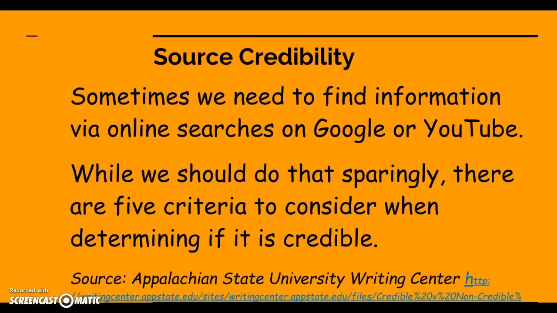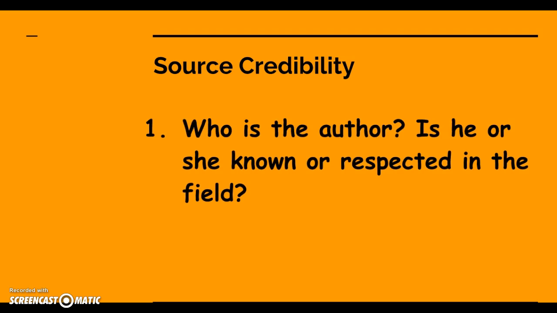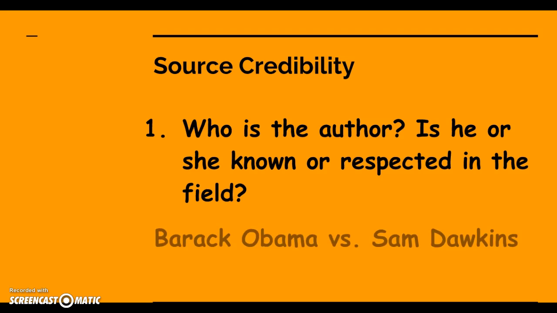Thanks to the Appalachian State University Writing Center, there are 5 questions that we can ask ourselves. Who is the author? Is he or she known or respected in the field? If the author is credible, well known, well respected, chances are the source you are using is also credible. For example, if you had 2 points of view on Middle East diplomacy, one article is written by President Barack Obama, the other one is written by Sam Dawkins.